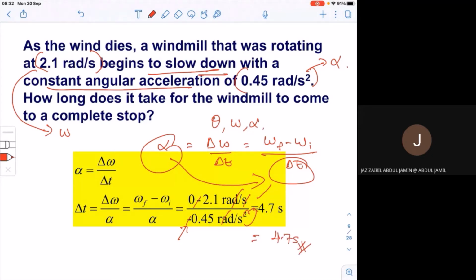How long does it take for the windmill to come to a complete stop? The answer is 4.7 seconds.